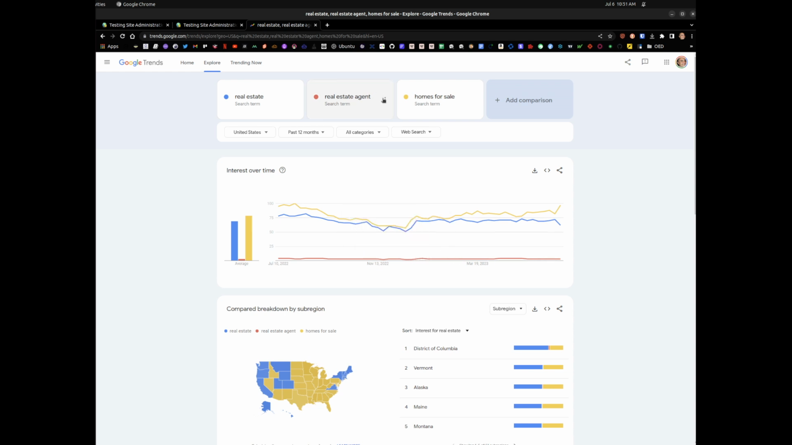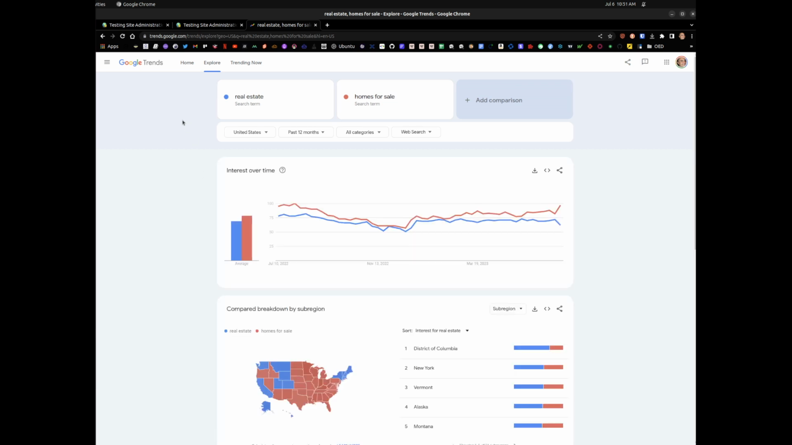Nice and neat versus the real estate agent here. So I'm going to remove this one so we can actually have a direct comparison between both. And this basically tells me, people that do this fast will say, well, you can see that homes for sale is much better than... no, it's not much better. It's just a little bit better, and both are worth using on your site.